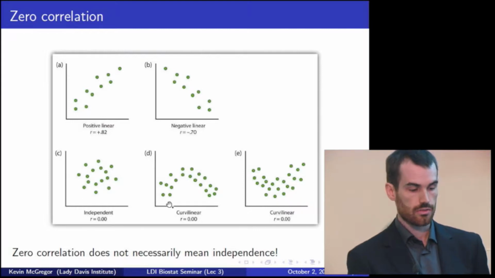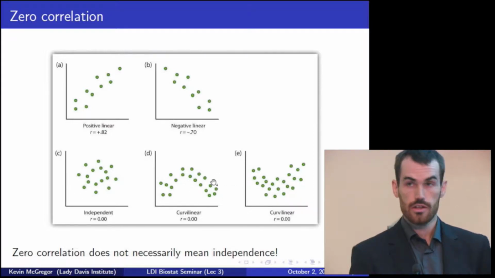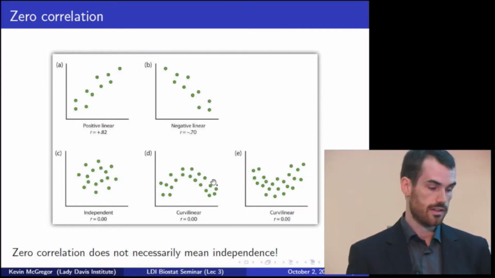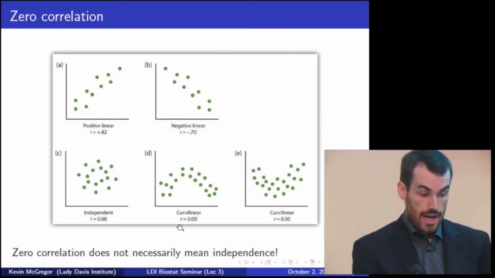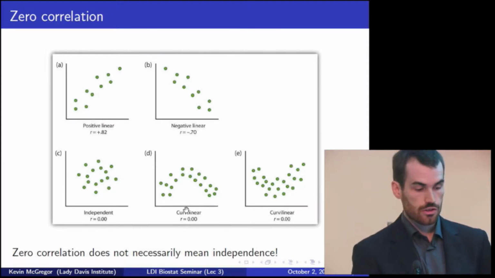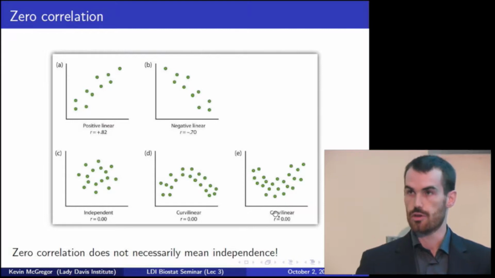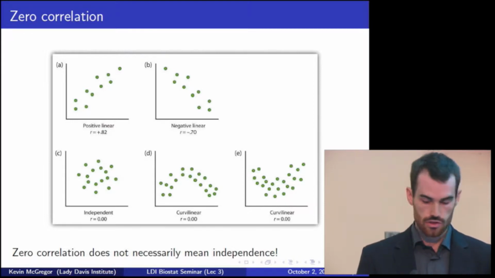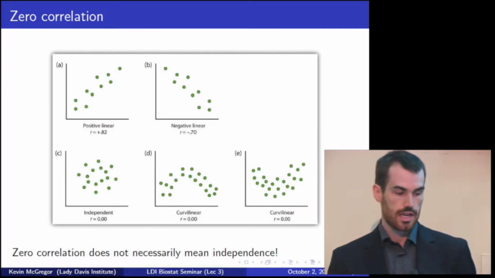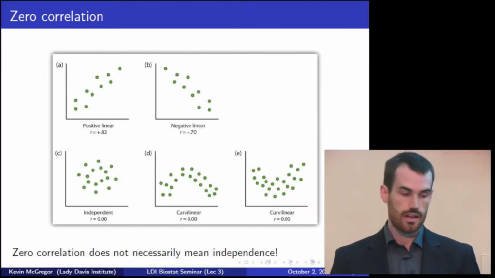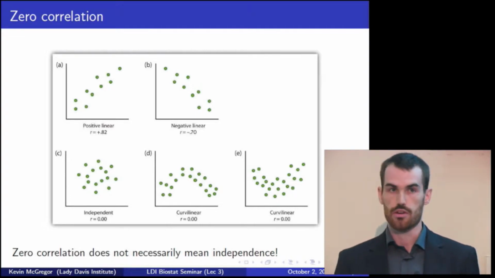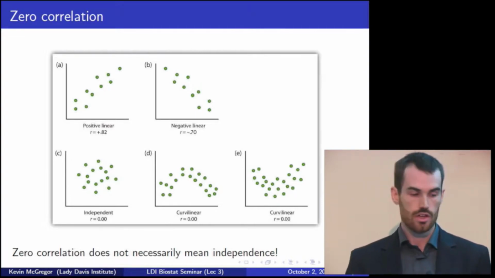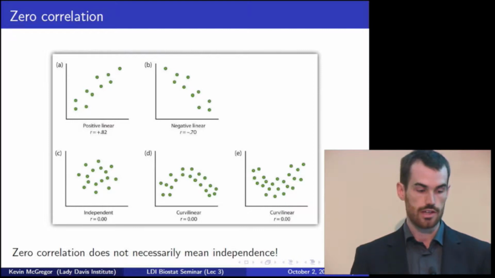However, on the right, we have 2 cases where the variables most definitely are not independent. So you can see that there's this sort of curved relationship in both cases. But if you calculate your Pearson's correlation coefficient, you're still going to get 0 in both cases. So this just goes to show that you have to be careful. When you get a correlation of 0, that does not necessarily mean that the 2 variables are independent. That just means that there is no apparent linear relationship between the 2.